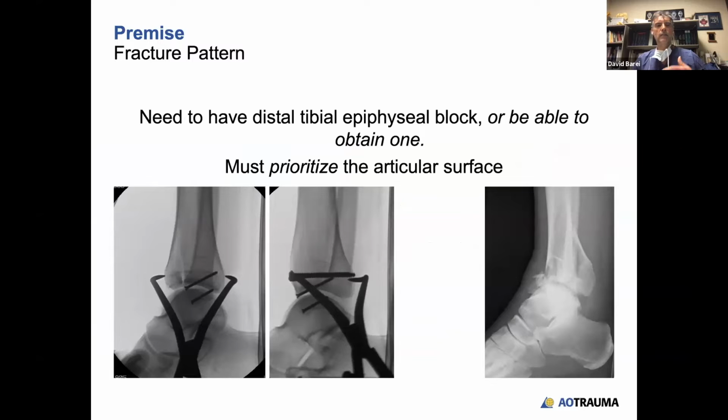So, having thought about nail evolution, let's think about fracture patterns. One of the most important things is that you need to have a distal tibial epiphyseal block, or be able to create one that you can nail into. If I look at these two injury patterns, the one on the right certainly doesn't scream, put a nail in that one at all. That looks like a terrible pilon to try to do anything other than plating. Whereas the one on the left is more of a cleavage or separation injury. There's not a lot of impaction.